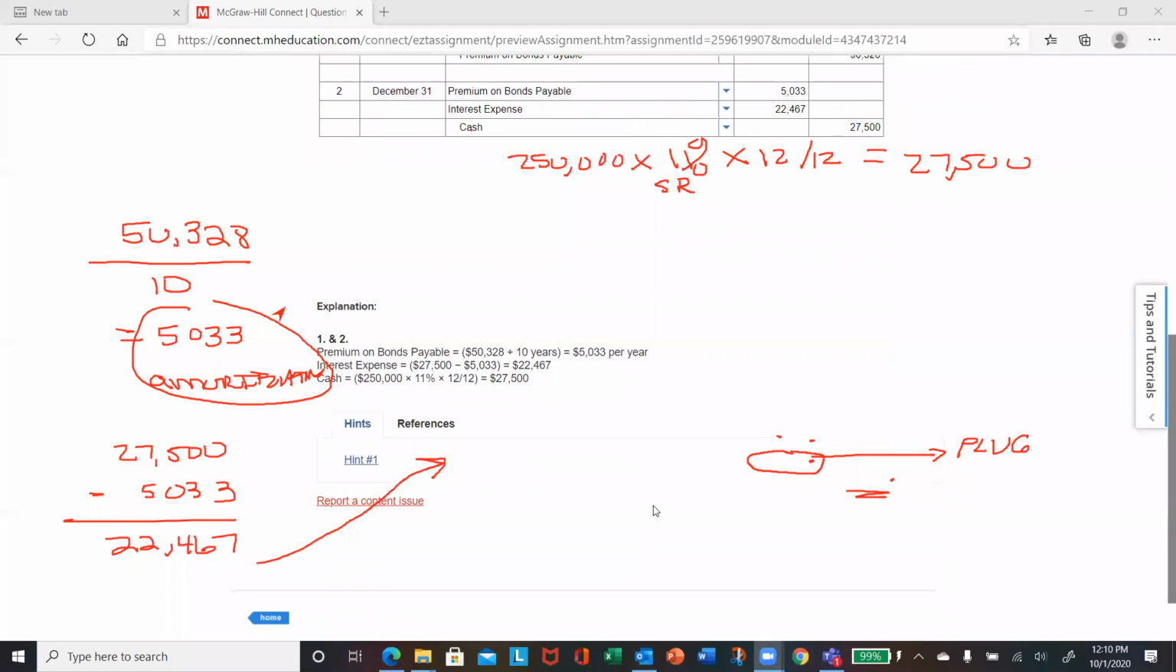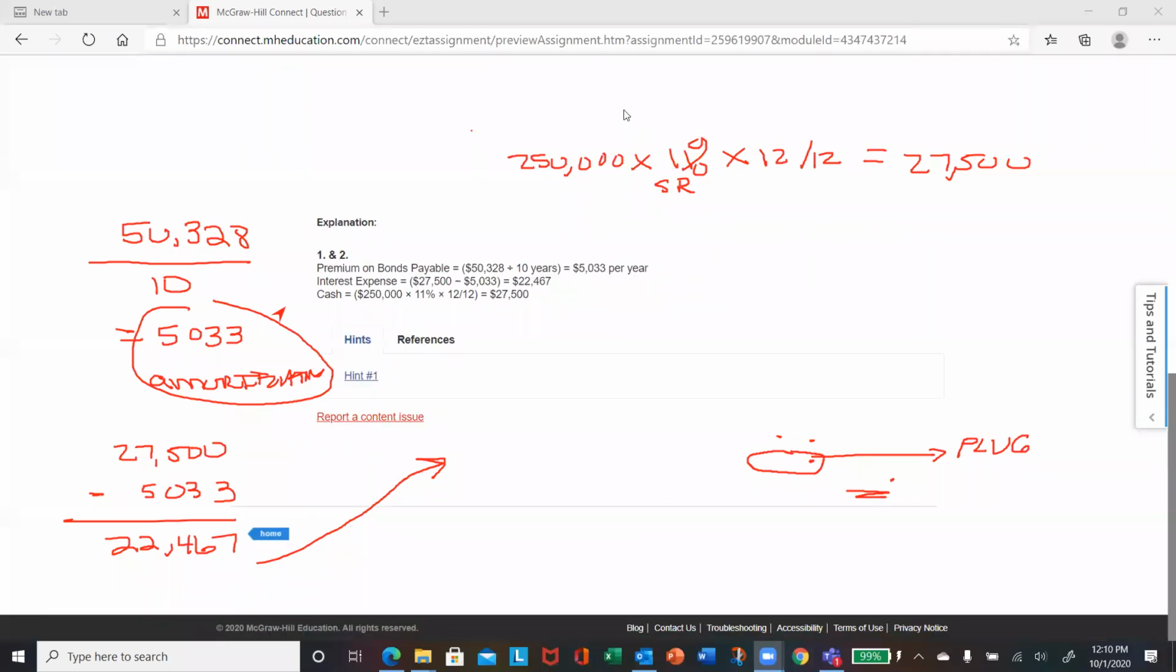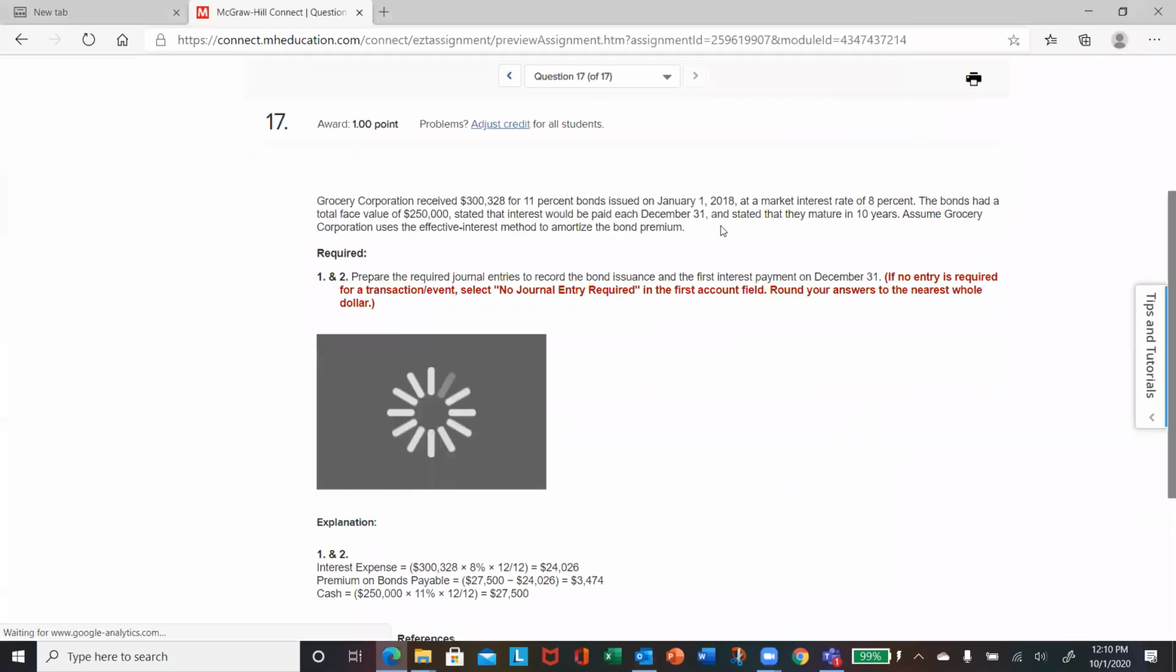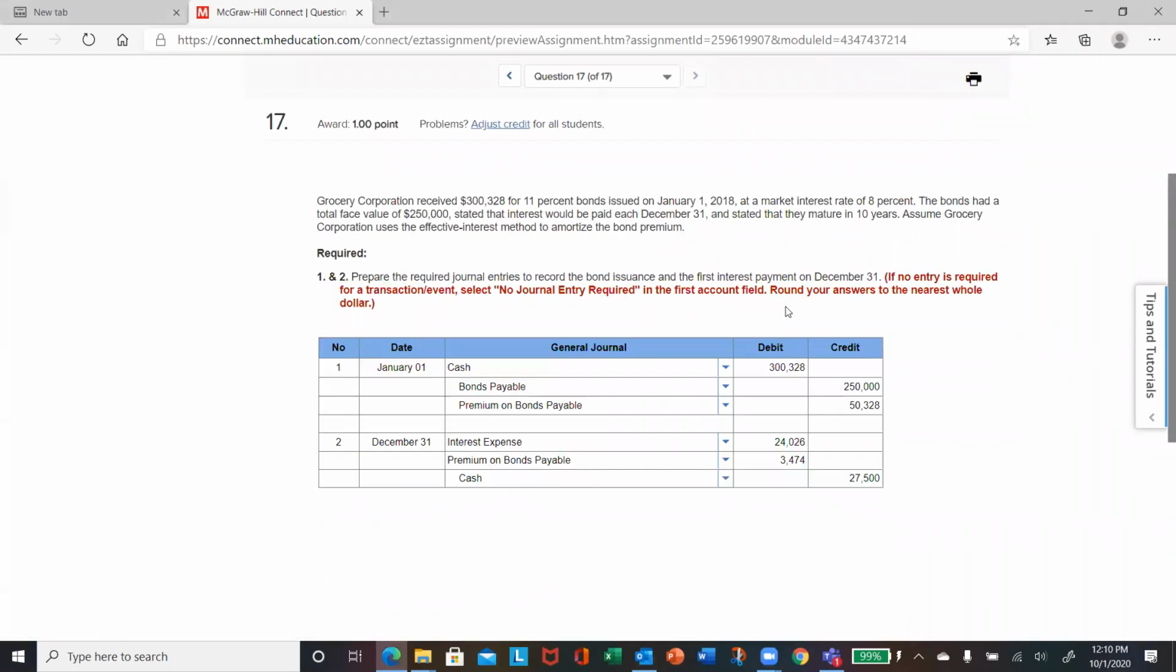All right, so again, down below, they're just showing you the same calculations that I just showed you. Okay, so having said that, let's check out, I believe, your last problem. And again, everything is the same except they're using the effective interest rate method. So you'll notice the first entry, there's no difference. You debit cash, credit bonds payable for the face. Here's your premium of $50,328.